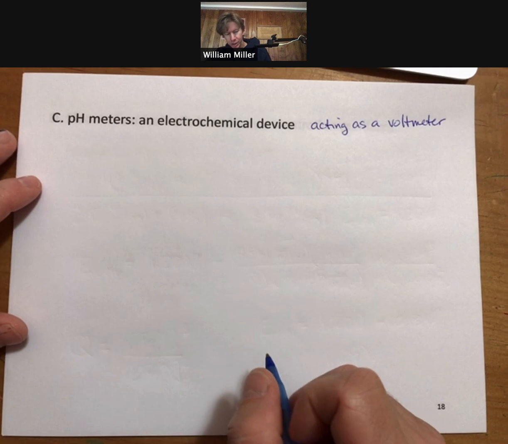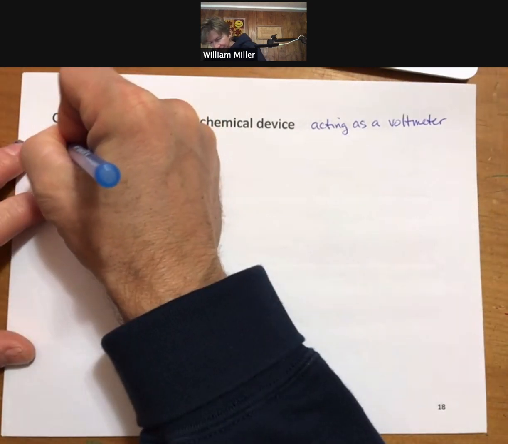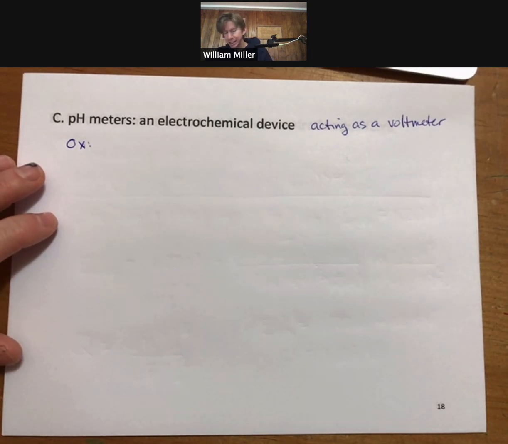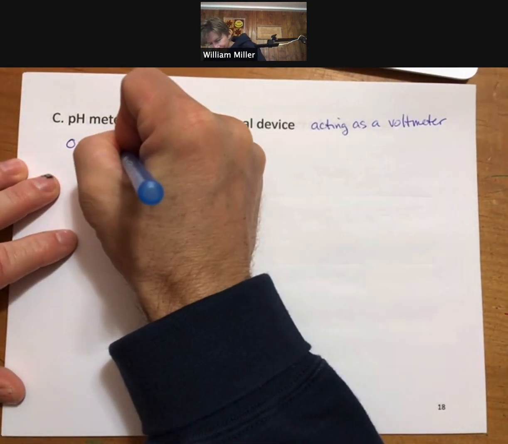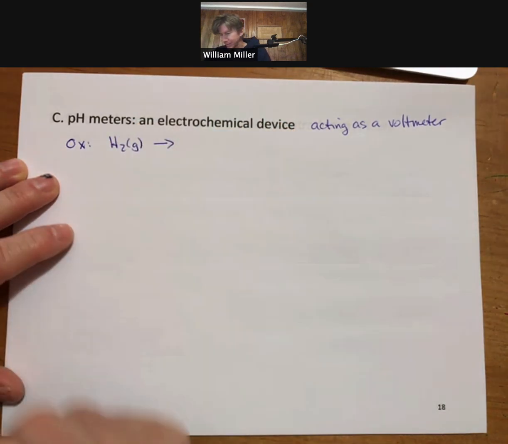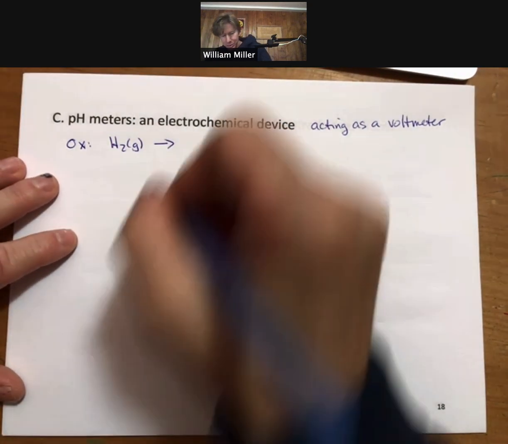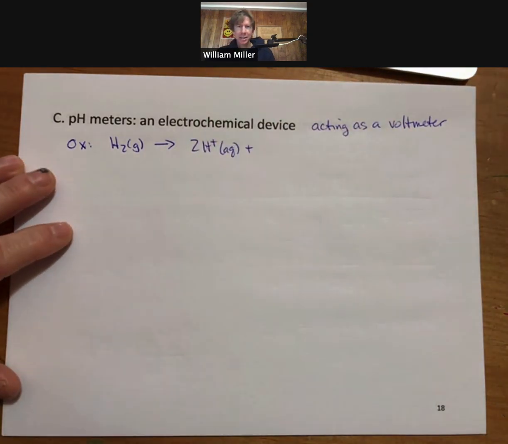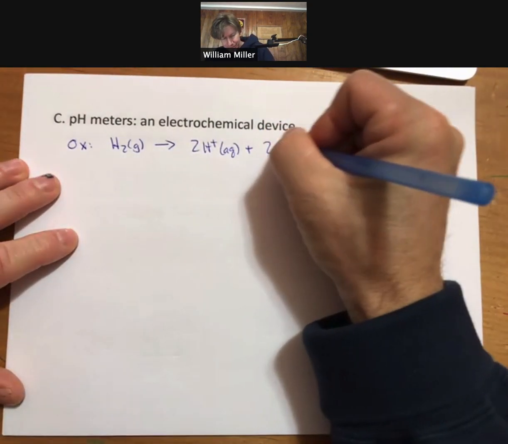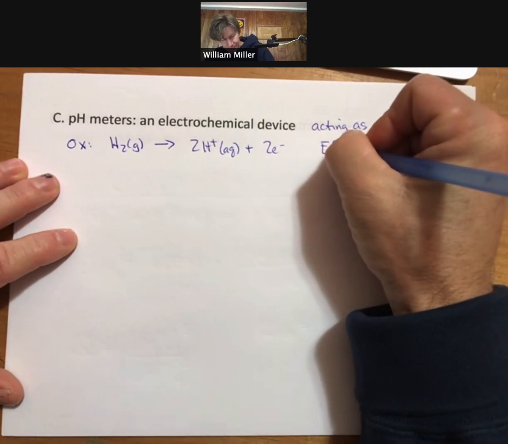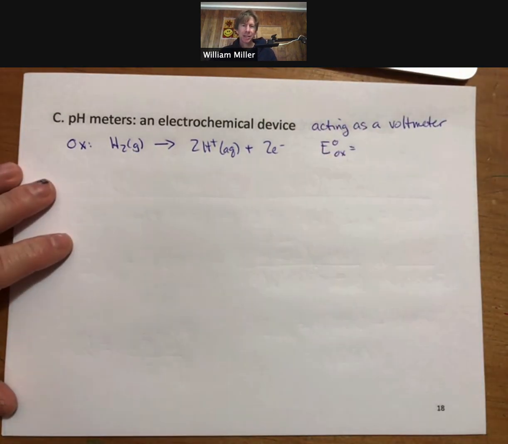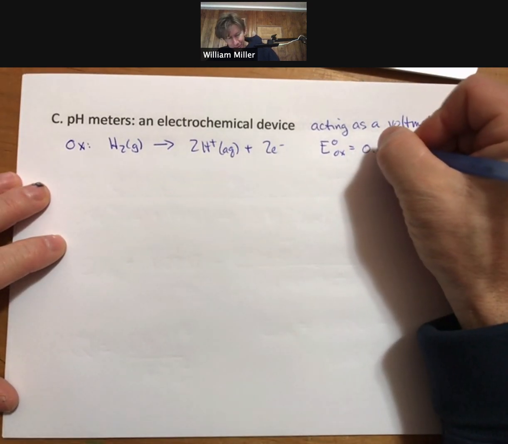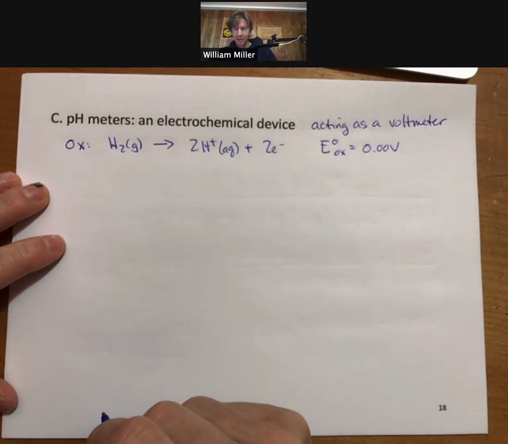We're going to be doing a reaction that has as our oxidation half reaction taking hydrogen gas and turning it into 2 hydrogen ions plus 2 electrons. And the standard cell potential, or standard oxidation potential, is 0 volts for this. This is on our list.